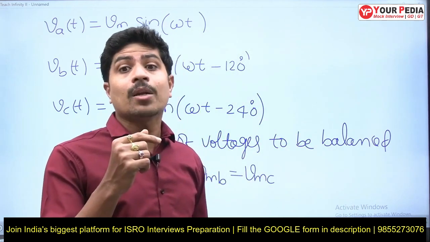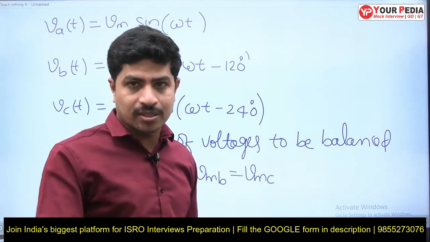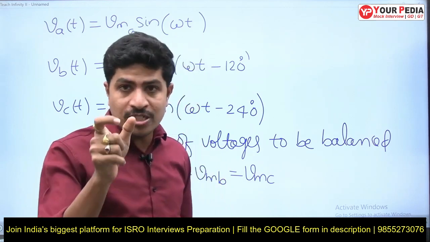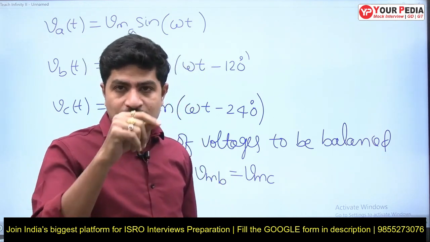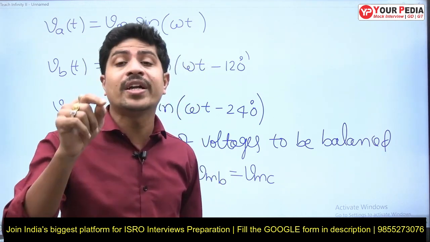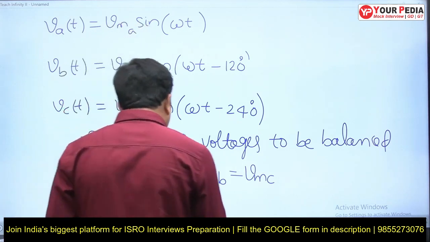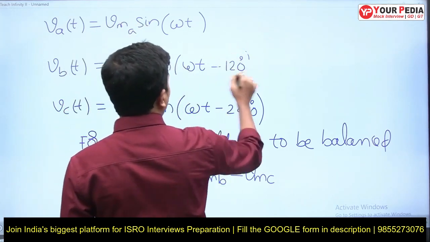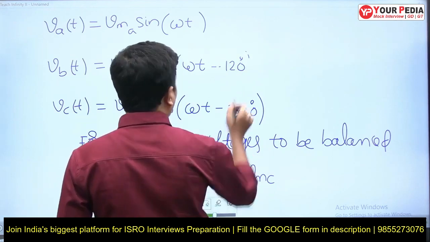the phase angle between the consecutive phases. You have to use the word consecutive. The phase angle between the consecutive phases must be equal to 120 degrees. Here it looks like 120, it is visible to you.